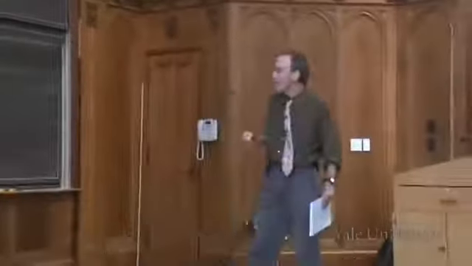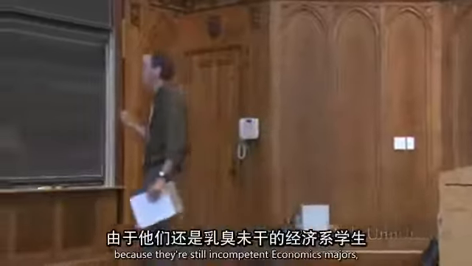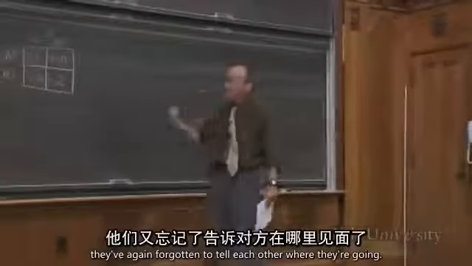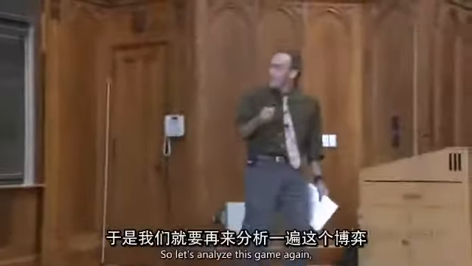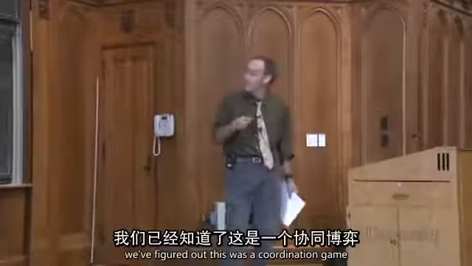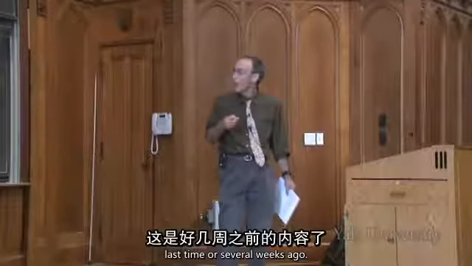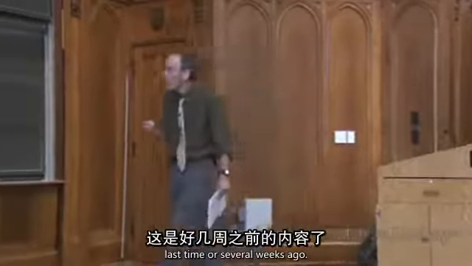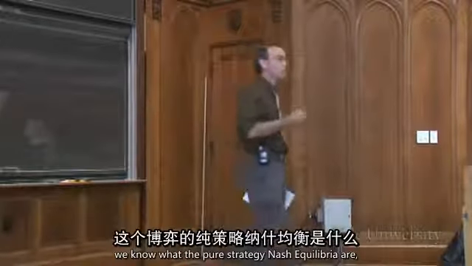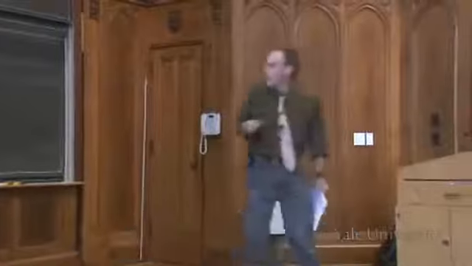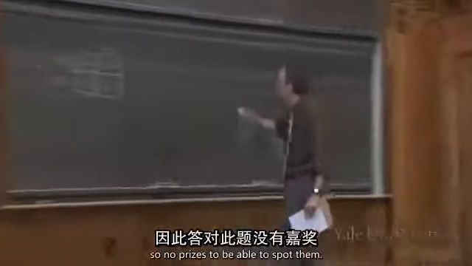But once again, because they're still incompetent economics majors, they've again forgotten to tell each other where they're going. So let's analyze this game again. We figured out this was a coordination game several weeks ago, and we know what the pure strategy Nash equilibria are. So no prizes for being able to spot them.